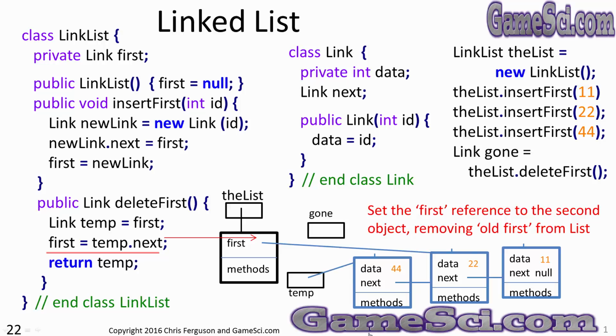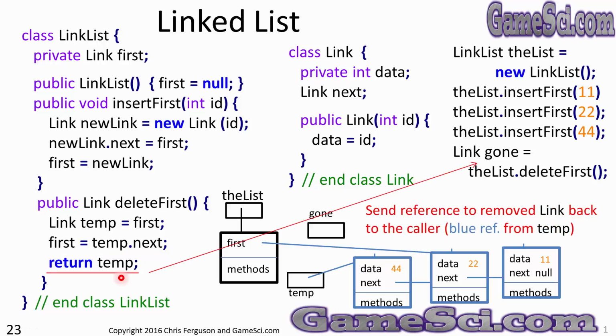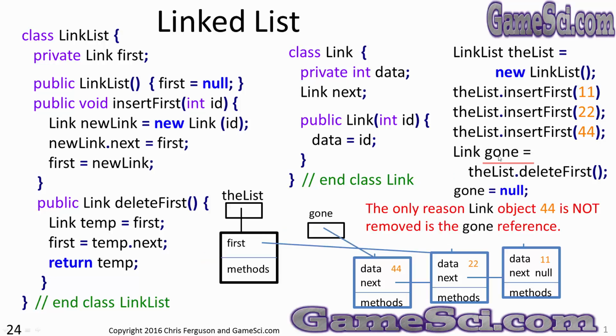Now the reason I have the temp variable on there is so I can now return a reference to the temp variable. What I want to do is when deleteFirst returns, I want to set temp equal to gone. So I need this reference so garbage collection doesn't delete the object. I want to send it back and assign it to gone. And you'll see, notice where the line temp points to. It points to this object that was deleted from the linked list. When I execute the next line of code and I say gone equals, I'm setting gone equal to temp.